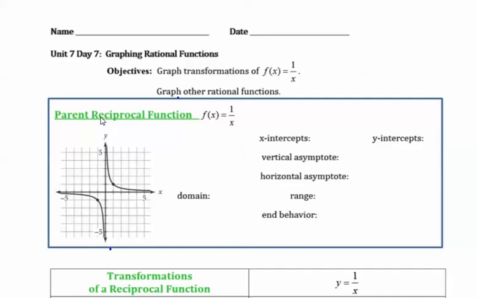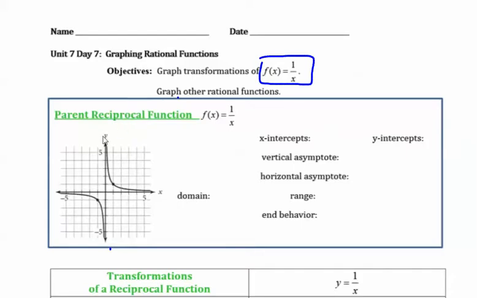Okay, pre-calc students, last class we solved rational equations, and today we're going to graph rational functions. There are two kinds of rational functions we're going to graph, and the first kind is transformations of the parent graph y equals 1 over x. So here's our parent graph.